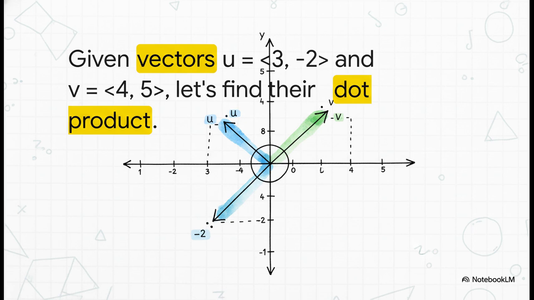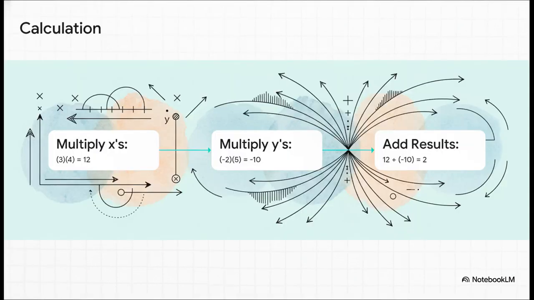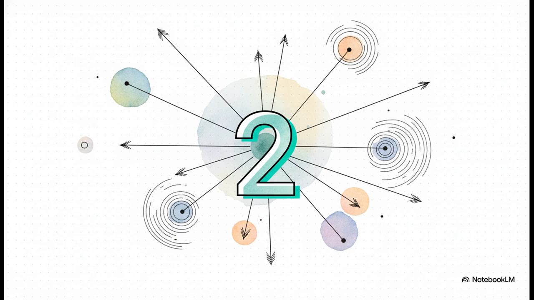Let's actually put that component formula to work with a quick example. We've got two vectors here, u and v. Our mission is to find their dot product. Following the formula is really simple. First up, we multiply the x components. So 3 times 4, that's 12. Then we do the y components. -2 times 5 gives us -10. And for the final step, we just add those two results together. 12 plus -10 gets us our answer, which is 2. And that's it. That is the dot product.